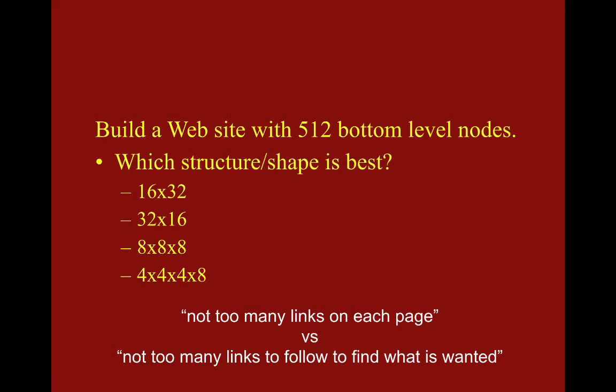So should you have not too many links on each page or not too many links to follow to find what is wanted? Right? So remember, if your tall structure has many levels, the user has to click through many links to do so. But each time, they only select from a small set of links. If you have a flat structure, there are not too many links that the user needs to click through to get to the bottom. But at each level, there are many more links to choose from. Right? So which is best? Right? And I'll put up some document for you to see this, but you can have a guess first.